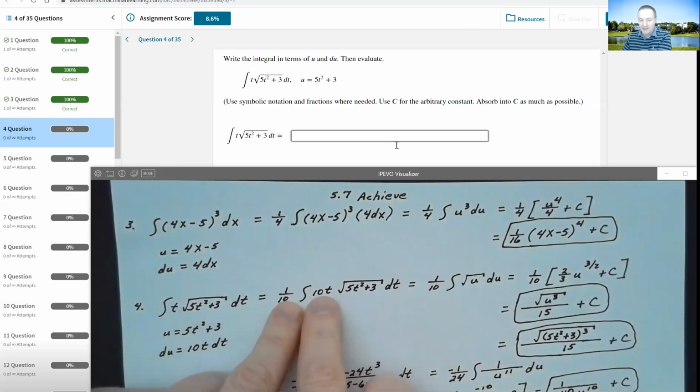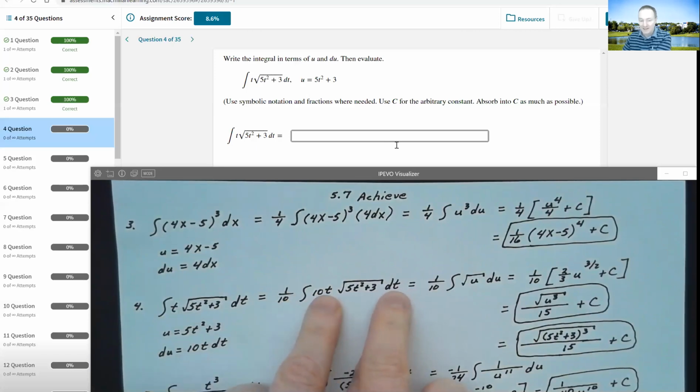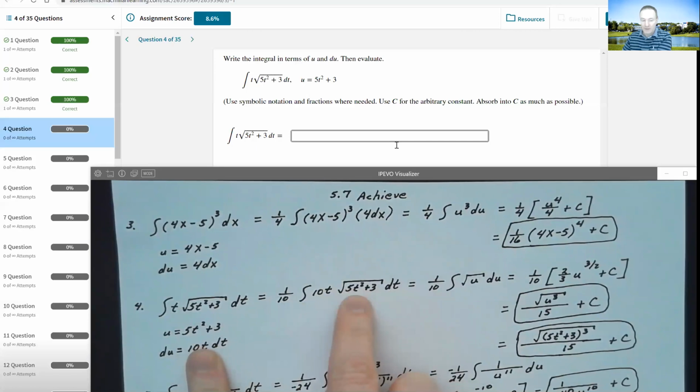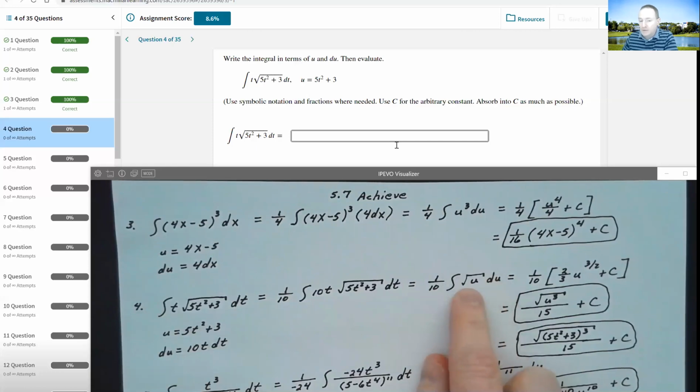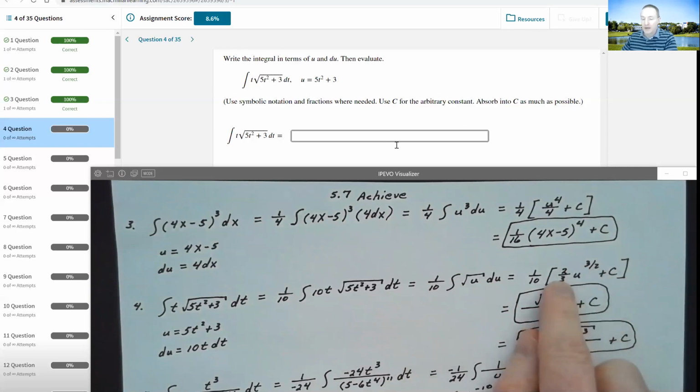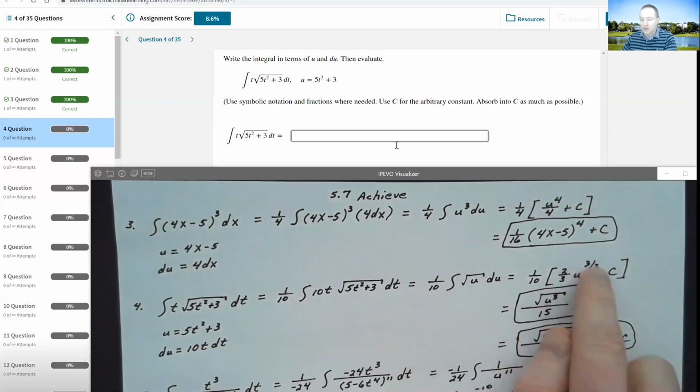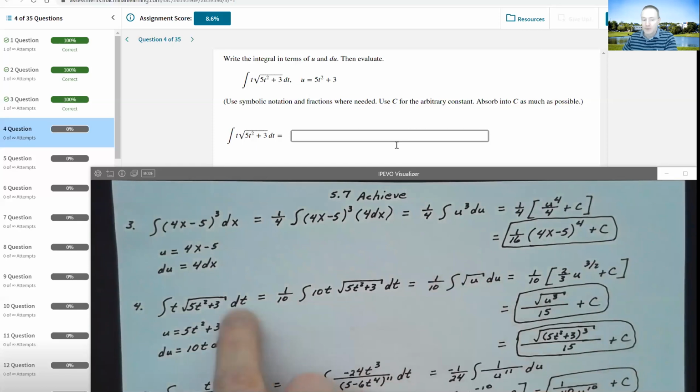So now I have 1/10 times this integral. The 10t dt becomes du. My square root is going to become the square root of u. So I have 1/10 times the integral of the root of u times du. Now, I know that this is the same thing as u to the 1/2 power, so whenever I integrate that, it becomes u to the 3/2 power. Then I divide by that new exponent, or I would rather multiply by its reciprocal and get 2/3 u to the 3/2 plus c. Now, from here to here, I'm just simplifying. I know that the original was written in radicals. I would prefer my answer to be in radicals.